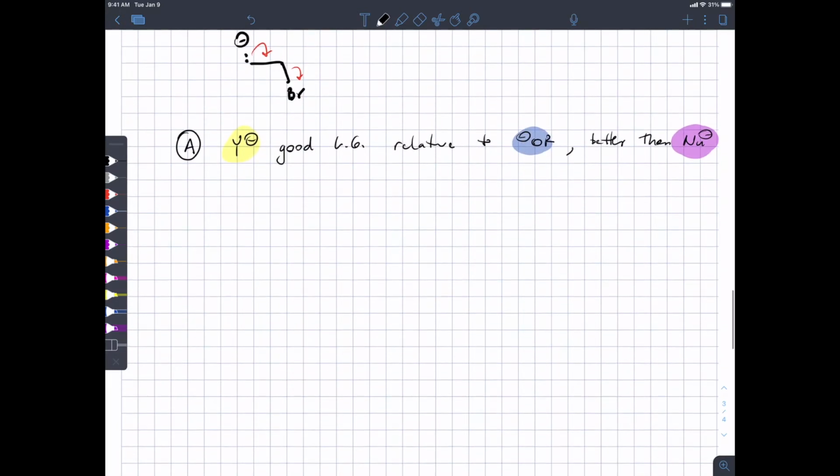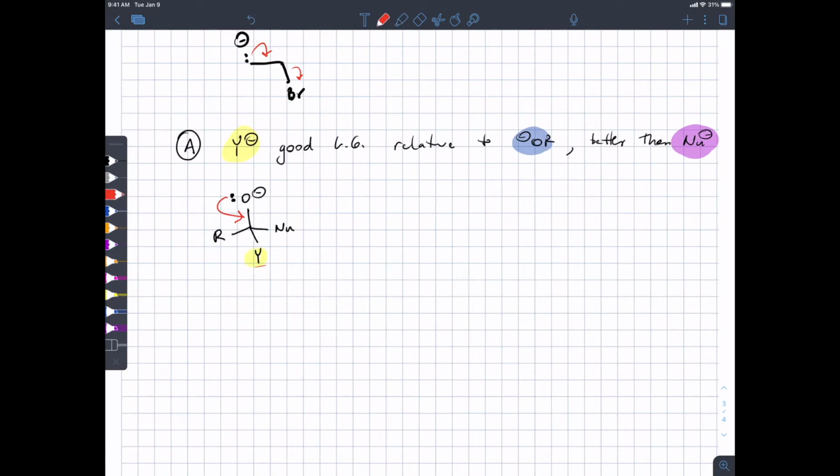I don't know. Okay, so let's suppose that Y is a good leaving group relative to the nucleophile, and a good leaving group relative to a negatively charged oxygen. Then it's reasonable to imagine electrons on that oxygen kicking down into the carbon leaving group antibonding orbital.